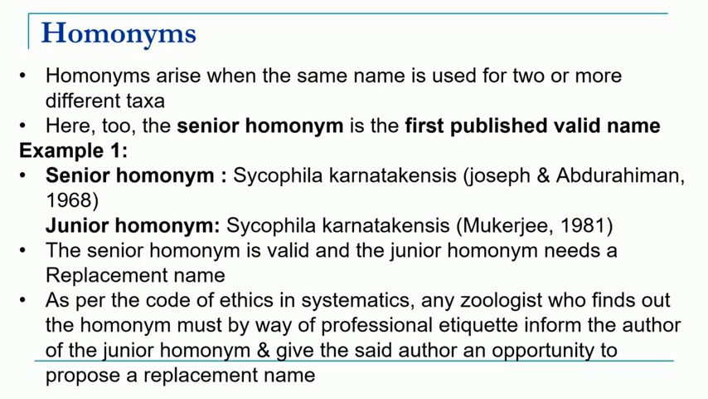As per one of the laws of this code, it is said that the homonym may be replaced, but before that the person who has coined the senior homonym has to inform the person who has coined the junior homonym, and he should give the opportunity to replace the name. So in this example, suppose Joseph and his colleague should tell Mukherjee et al. that you should change this name, and they will change the name. If that does not occur, then they can report to the IUCN, and the IUCN will do the renaming. So always the senior homonym is accepted and the junior homonym is rejected, or it may be replaced by another name.